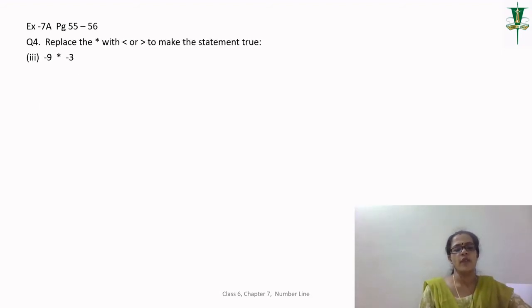Let's go to question 4, where it says replace the asterisk with a less than or a greater than sign to make the statement true. Taking the third sum, -9 asterisk -3. Imagine the number line in your head. From 0, when you write the number line to the left side, you would write -3 first, and farther down left you would write -9. This means -9 is lesser than -3. To begin with, if you are not able to imagine the number line in your head, you can always draw the number line and check for yourself.